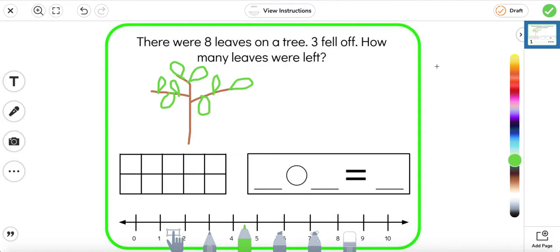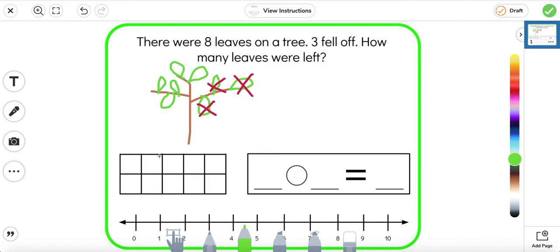3 fell off. So I need to cross out 3. 1, 2, 3. How many leaves were left? So I drew my picture to match the story, and it shows me that I had 8 leaves on the tree and 3 of them fell off. So I have 1, 2, 3, 4, 5 left.